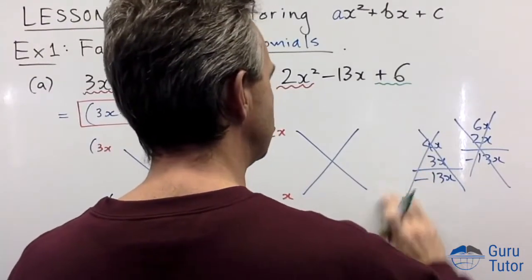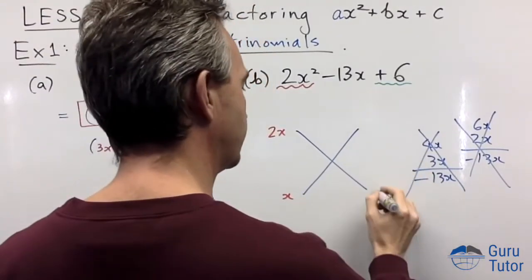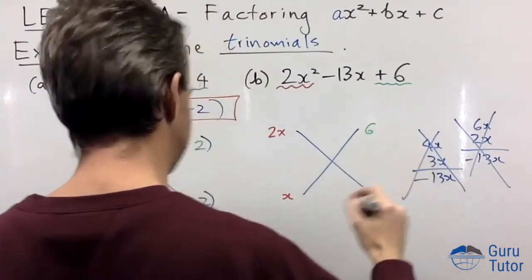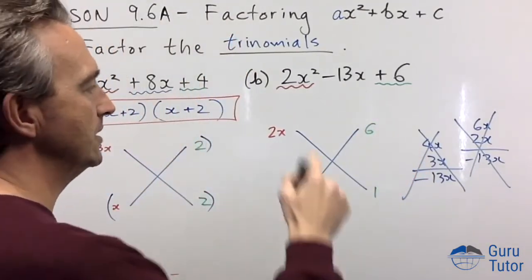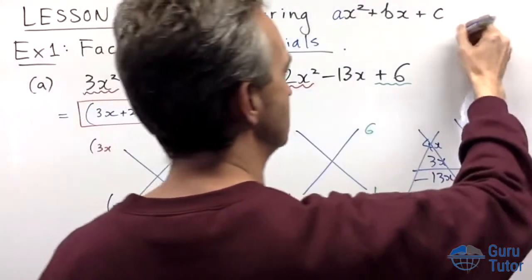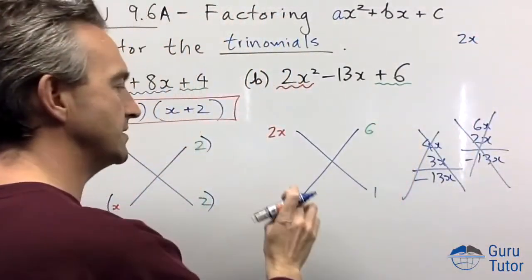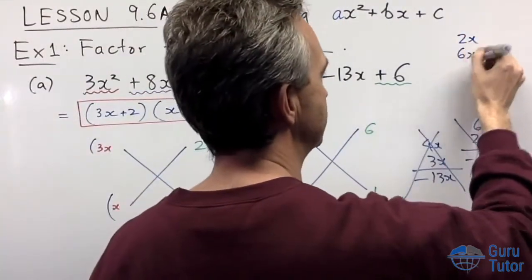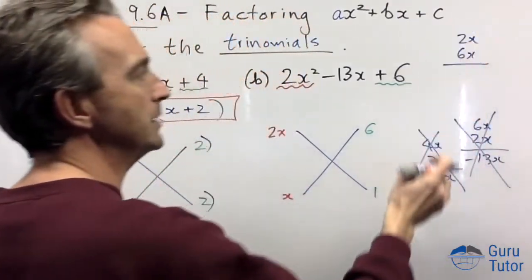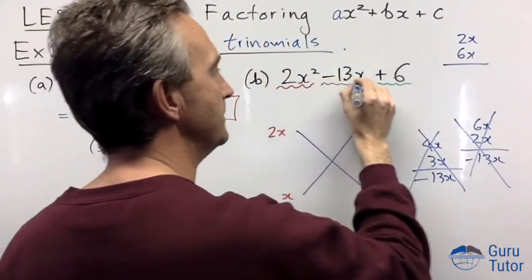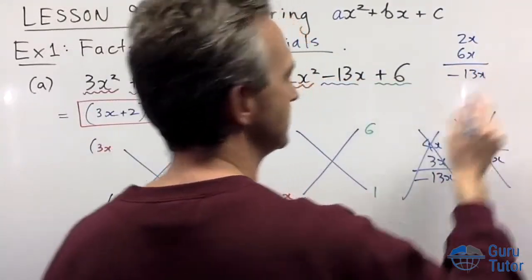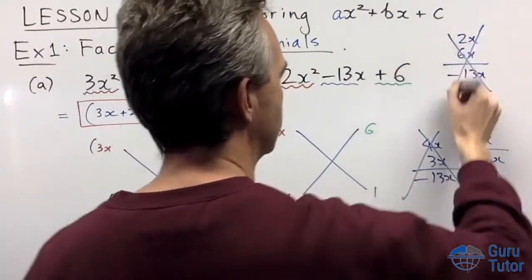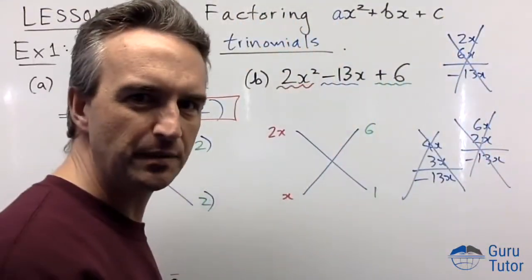Alright, what other factors of 6 do we have? 1 and 6. This should be it. 2x times 1 gives 2x. 6 times x gives 6x. Can these, even if you play with the signs, ever give a sum of negative 13x? No, it doesn't work. Maybe this one can't be factored.